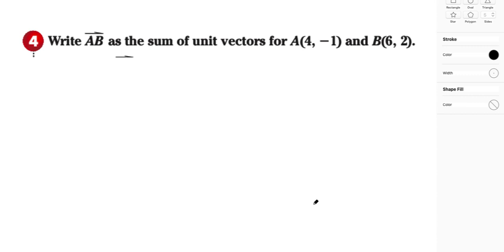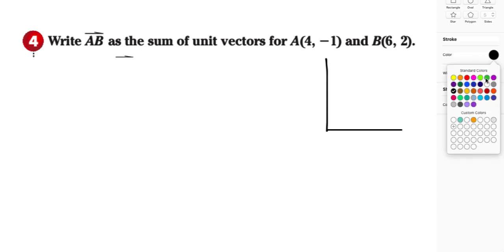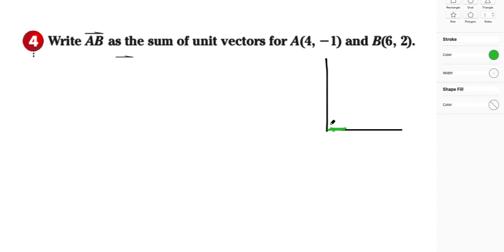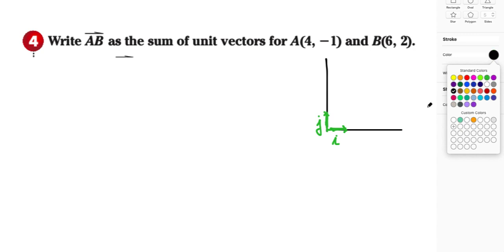Finally, this last example has us writing this vector AB, when it starts at (4, -1) and goes to (6, 2), as a sum of unit vectors. And you remember, when we talk about unit vectors, we're talking about vectors with a magnitude of 1, and specifically the unit vector i and the unit vector j, which we recognize as follows. i is 1 unit horizontal, whereas j is 1 unit in the vertical direction.